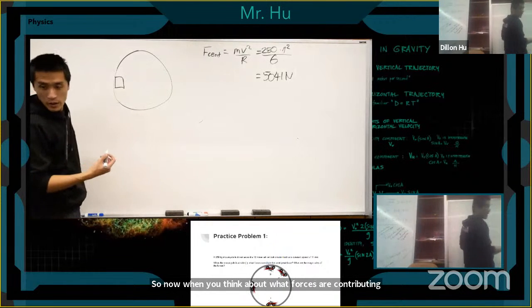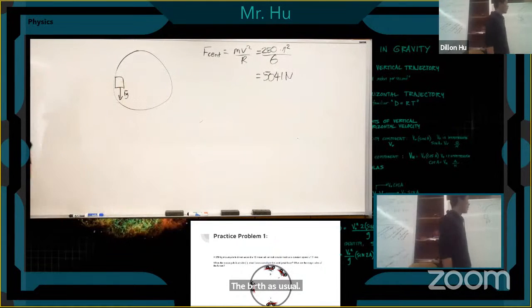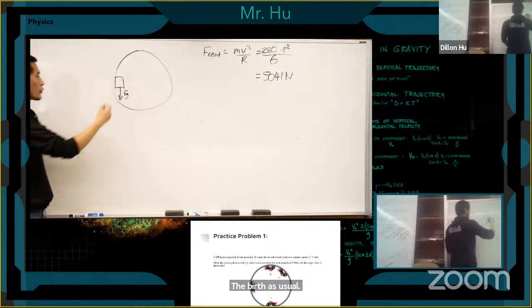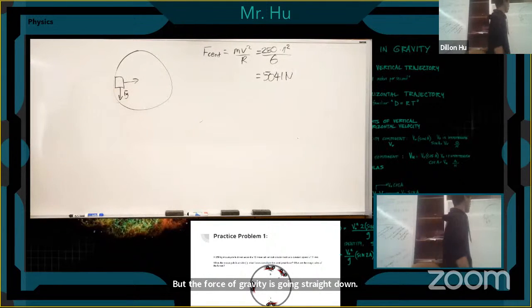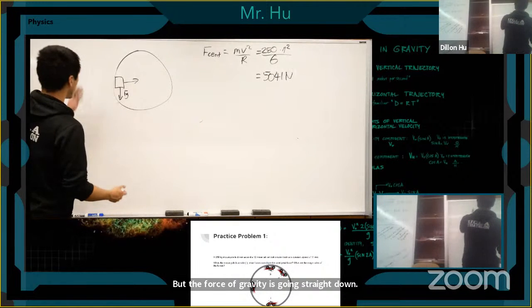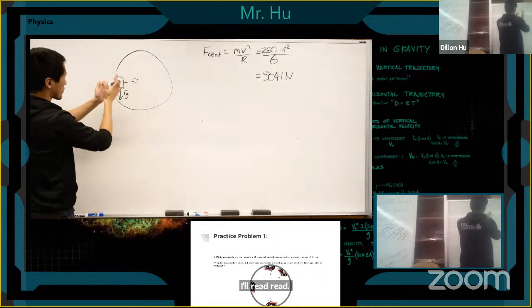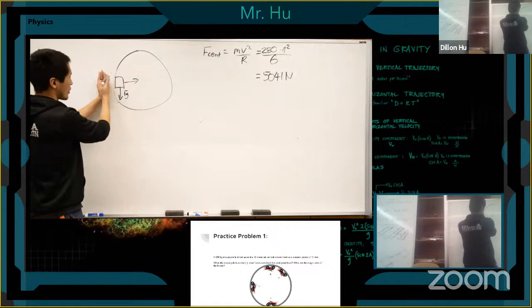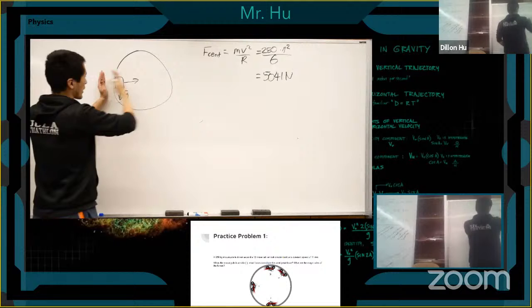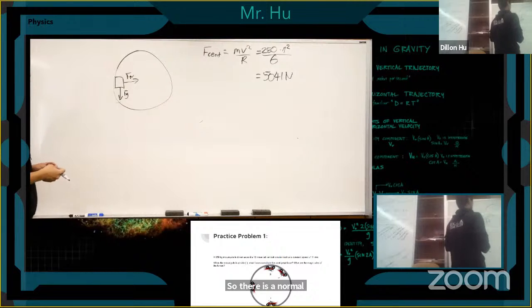So first off, as usual, there's a force of gravity going straight down. We need a centripetal force going this way, but the force of gravity is going straight down. So that means the force of gravity can't contribute to our centripetal force. However, if you notice here, the motorcycle is sitting on the track, which essentially means the track is going to be exerting a normal force onto the motorcycle. So there is a normal force pushing the motorcycle into the middle.